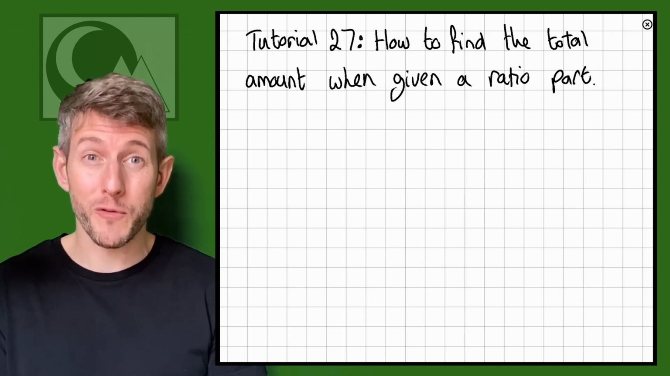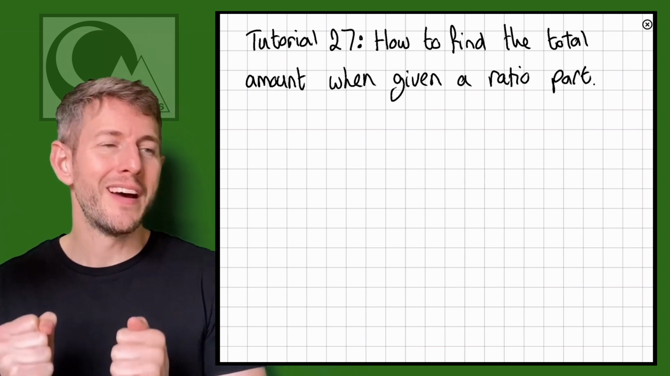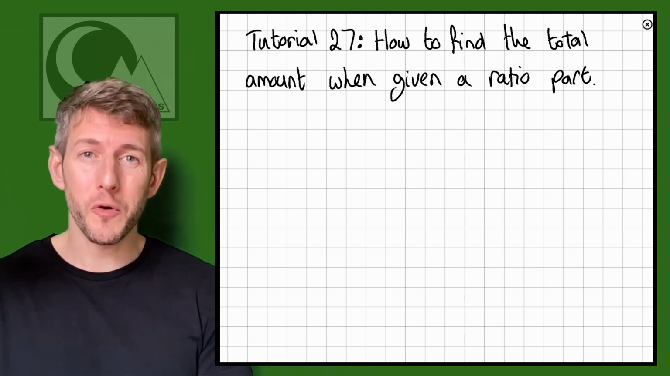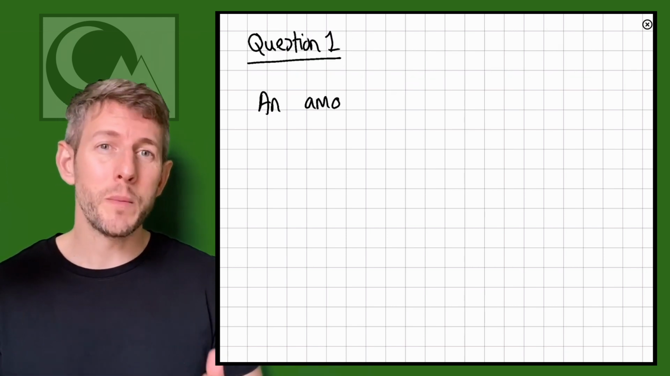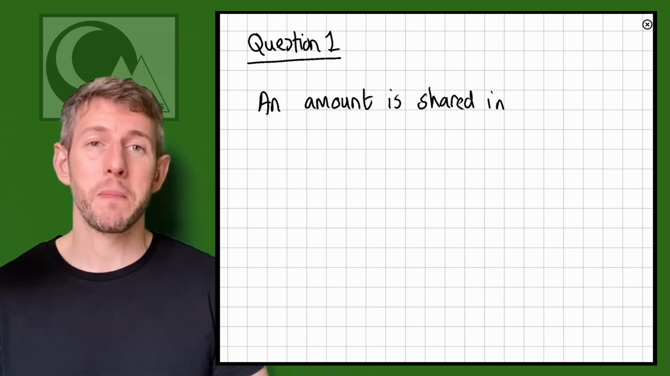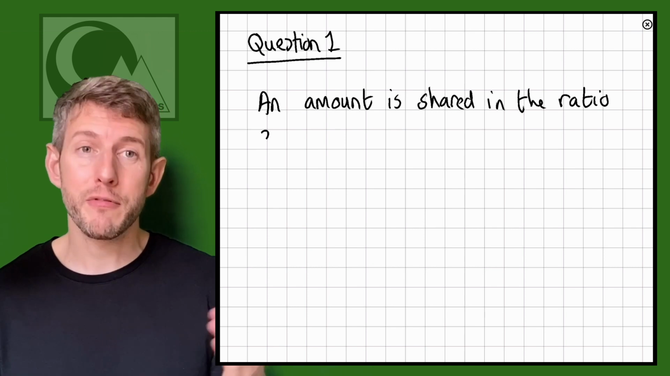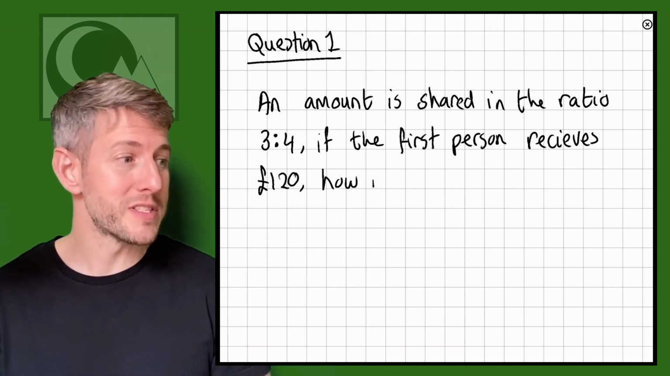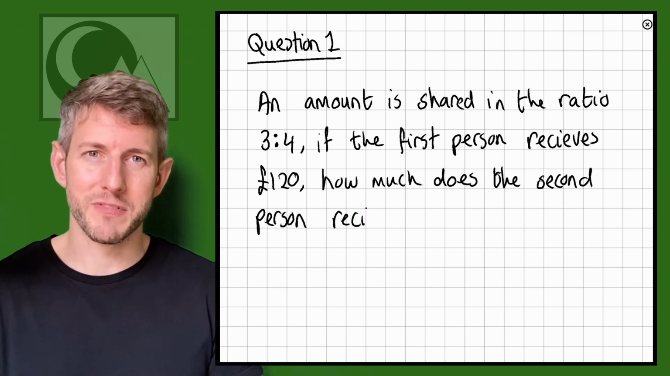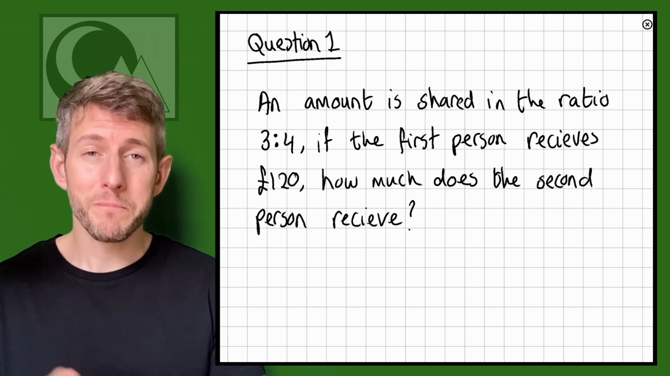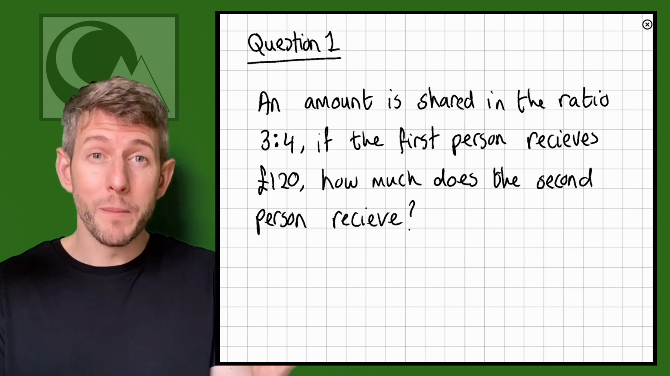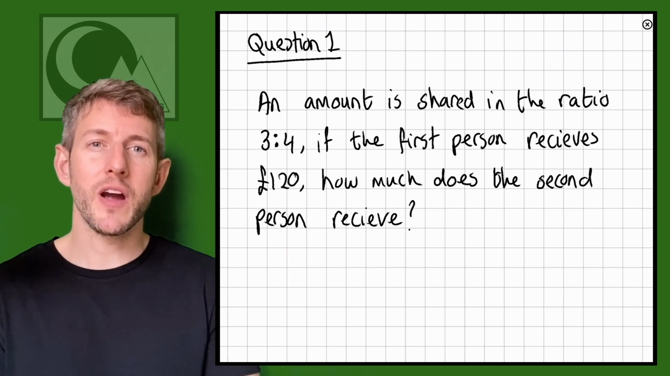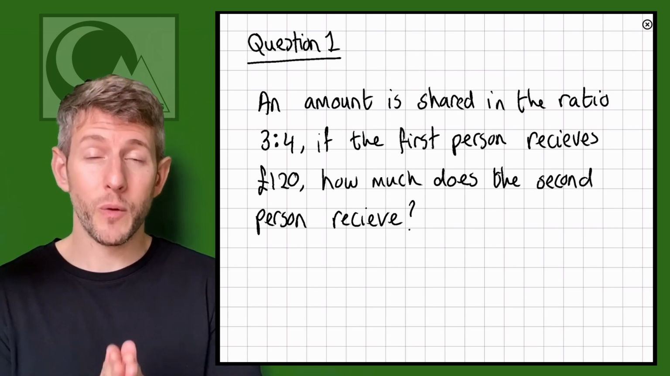Tutorial 27 is looking at how to find the total amount of a ratio when given a ratio part. So we might have a question such as: an amount is shared in the ratio 3 to 4, if the first person receives £120, how much does the second person receive? In the past, we've been given the whole amount and asked to share it, but this time we're just given the amount that one person has.